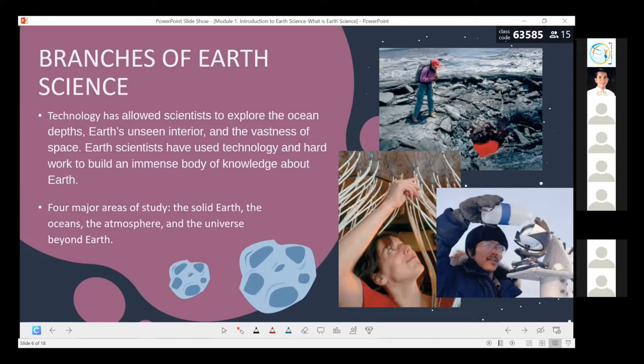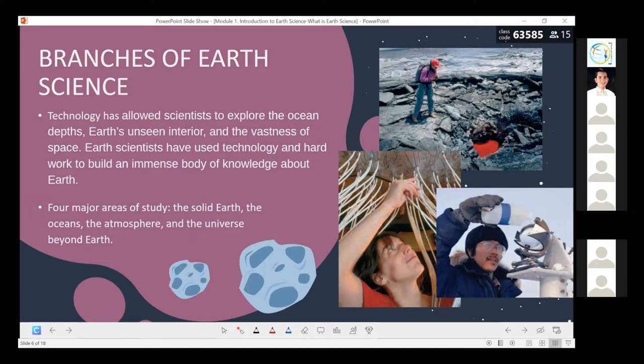Now, remember, class, that the ability to make observations improves when technology, such as new processes or equipment, is being developed. So yung nakita natin sa ginawa ng mga Mayans, mapapansin natin na medyo simple pa siya, in a sense na talagang it was just created from clay and rocks. But as technology is being developed with new complex equipment, it allows scientists to really explore other parts of the earth. For example, the ocean depths, Earth's unseen interior, and the vastness of space.